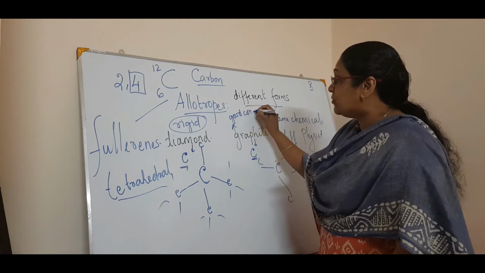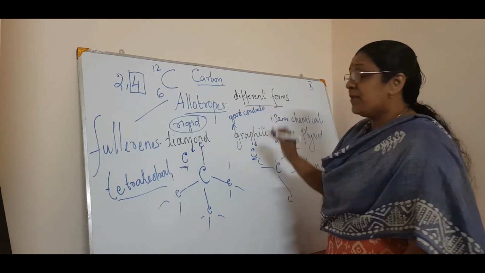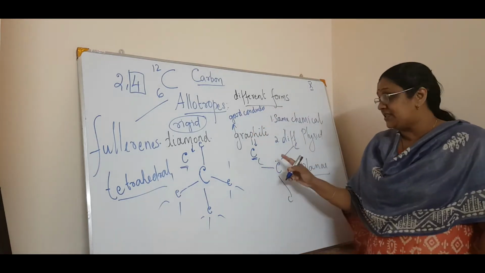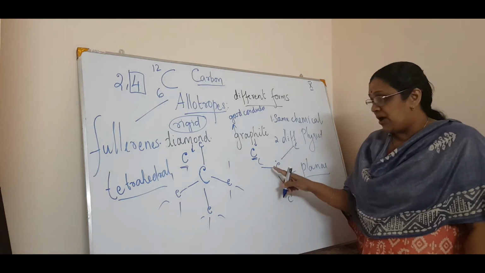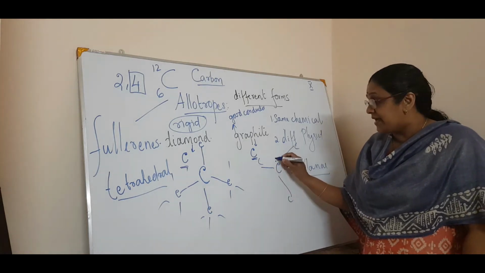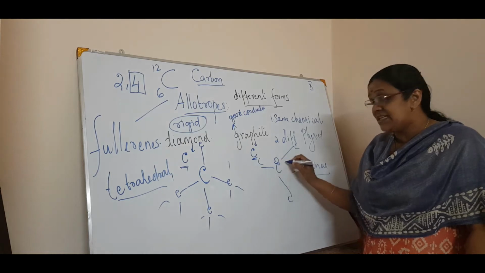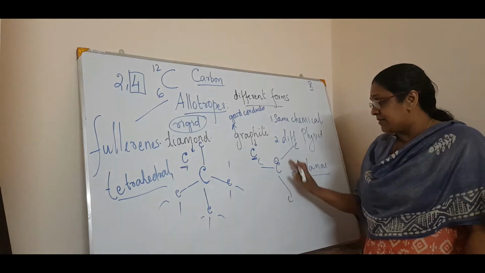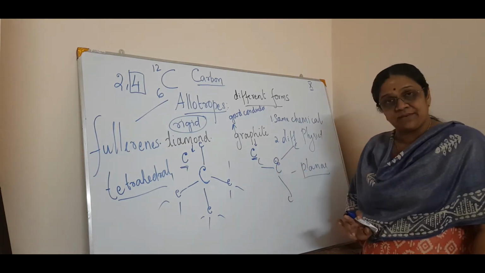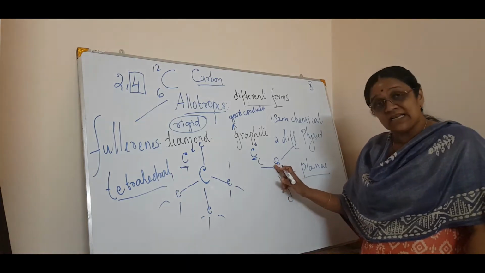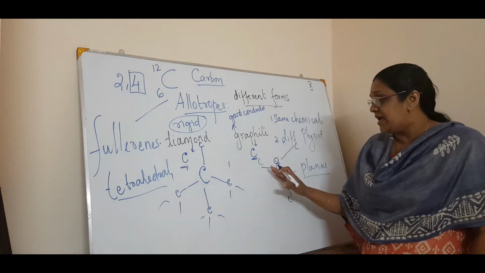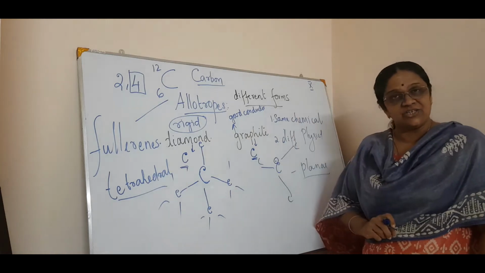Now why is it a good conductor of electricity? Because for conduction of electricity you need electrons, isn't it? In the case of graphite, there is one mobile electron in each planar bonded carbon atom. So this mobile, movable electron is responsible for the conduction.